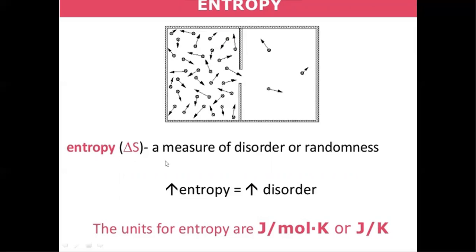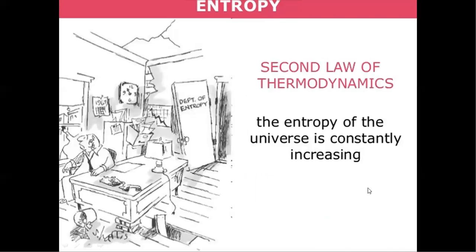Entropy is measured in joule per mole Kelvin or joule per Kelvin. These entropy values are applied in the second law of thermodynamics, which explains that heat can flow from hot bodies to cold bodies. So that's why the entropy of the universe is constantly increasing.